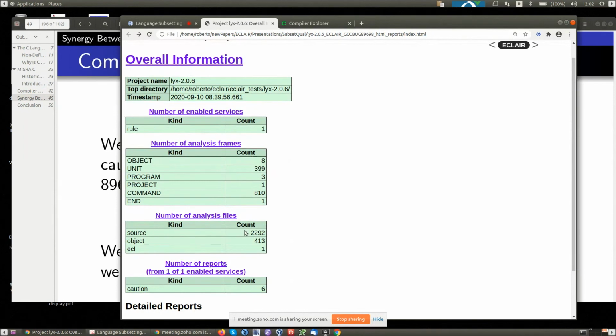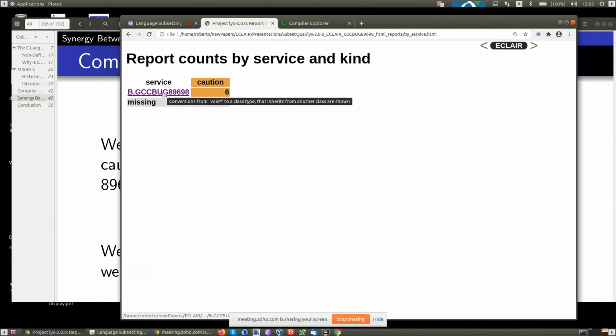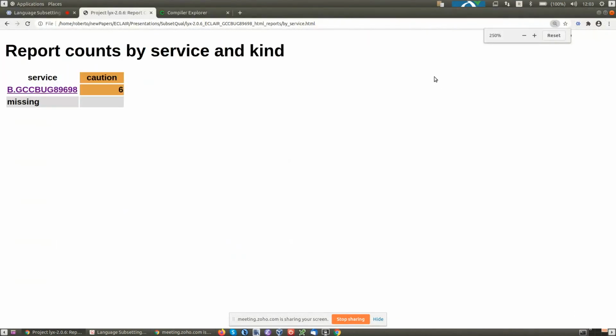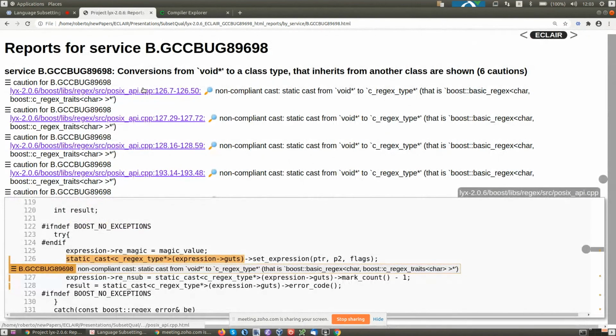The project is of respectable size. There are more than 2,200 source files, 400 translation units. So it's not really a small project, and there are 6 instances that are flagged by this specialized checker we have developed. Let me increase the size here. You see, the checker was called GCC bug 89698, and there are 6 occurrences in the code that have been found by the checker.